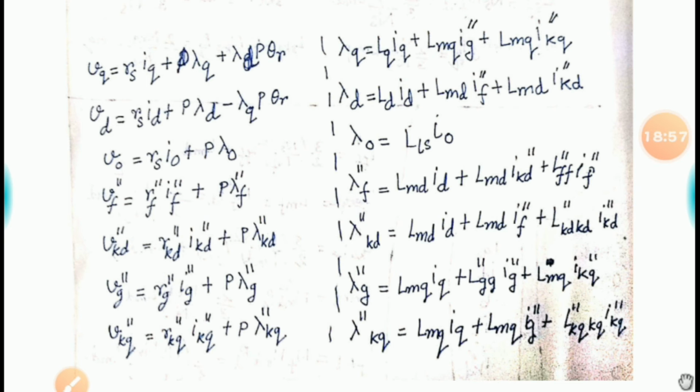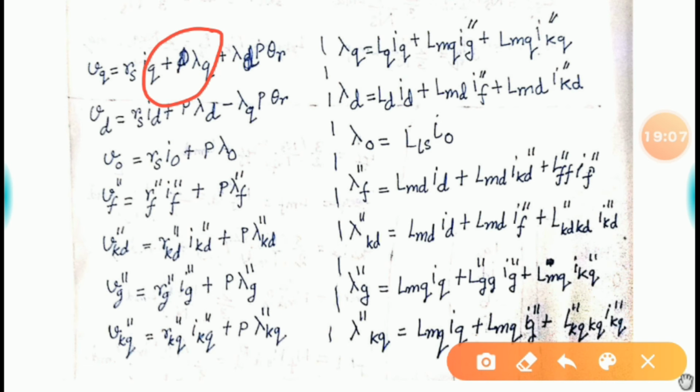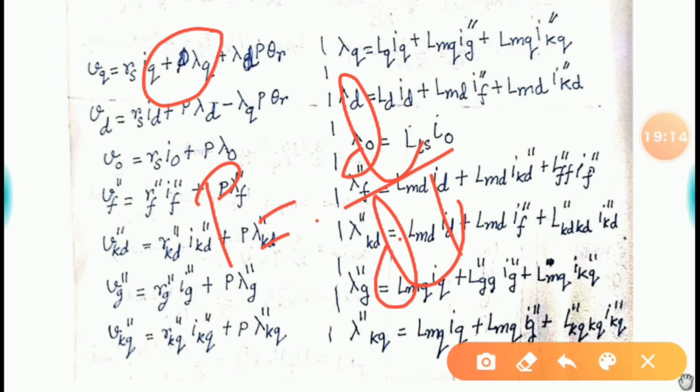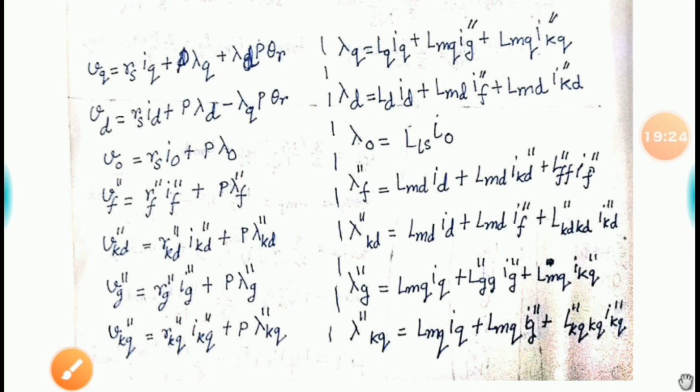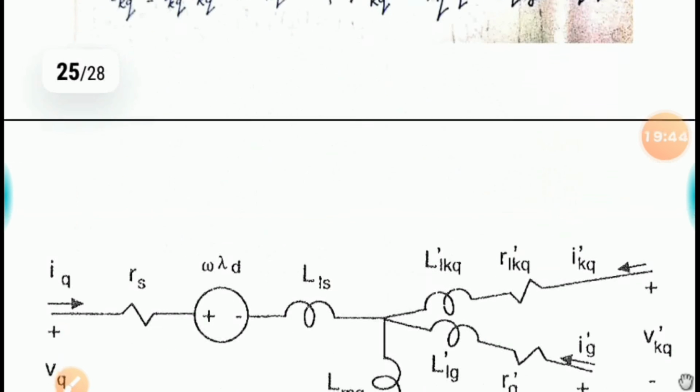And here again, I would like to remind you that these P are not pole, rather this P is an operator that indicates time differentiation, and all your flux linkage, current, everything is referred to stator. We are having 7 voltage equations and corresponding 7 flux linkage equations with us. So with this we can have our circuit model.